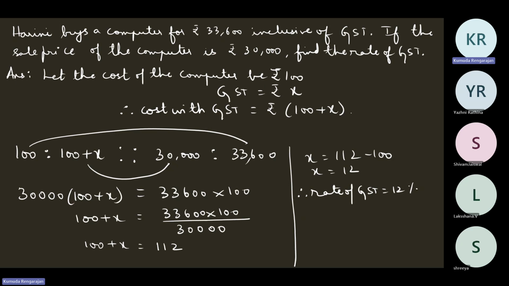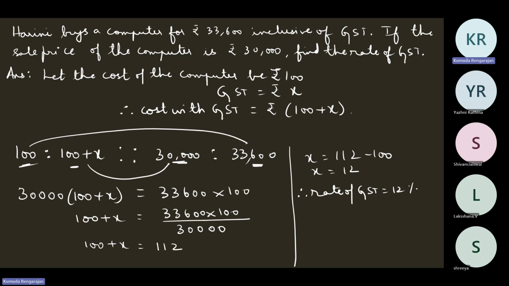Now we use the proportion. If without GST is 100, with GST is 100 plus X. If without GST is 30,000, with the GST it is 33,600. So this is the proportion, without, with. Product of extremes is equal to product of means. So 30,000 into (100 plus X) is equal to 33,600 into 100.